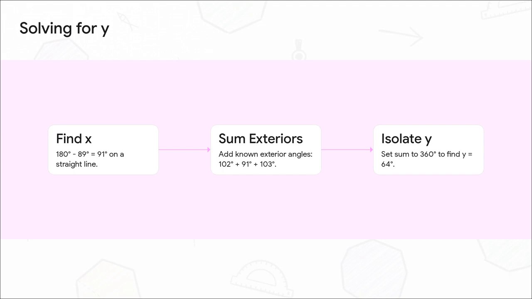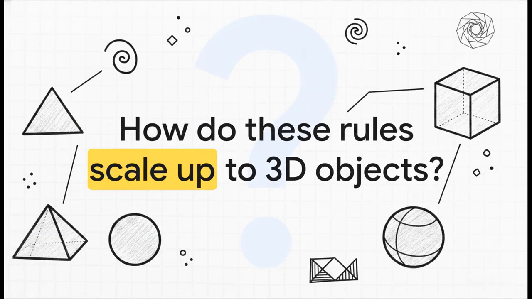Step 3, we know the exterior sum must be 360. Adding the numbers we have gives us 296. Subtract that from 360 and we isolate Y, revealing it to be exactly 64 degrees. Aha, puzzle completely solved. So, we've just uncovered the exact rules that govern every single flat space in the universe, from basic doodling to the architecture of massive office buildings.